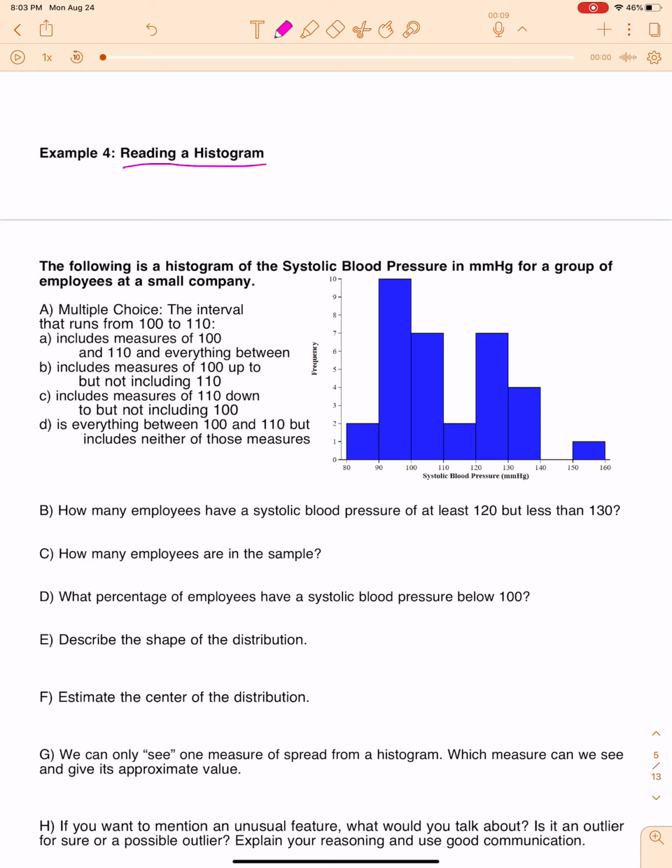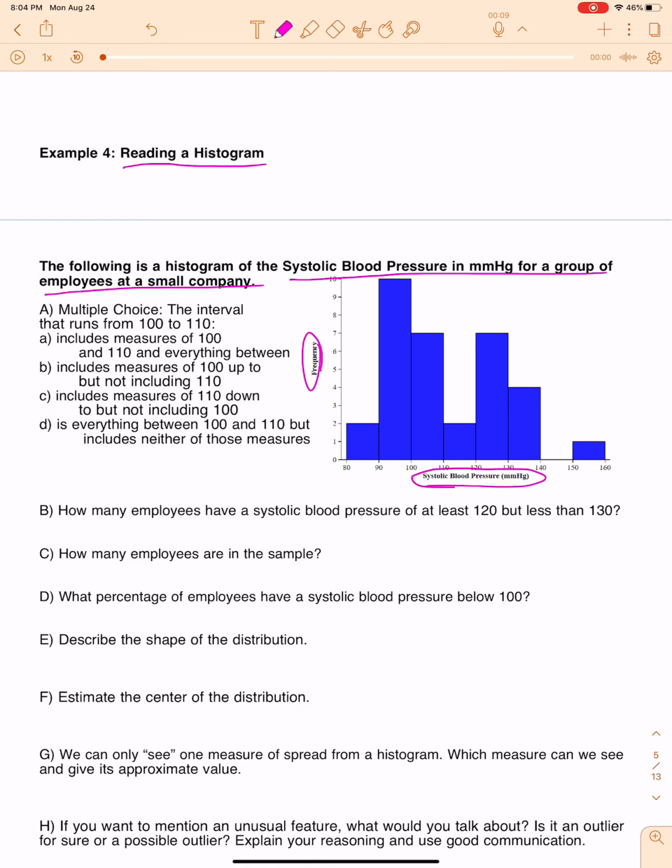Okay, so when we look at this histogram, I want you to notice a few things. Make sure you're always reading everything that's happening with the problem. This is a histogram of systolic blood pressure for a group of employees at a small company. So over to the left here we have frequency, and then along the x-axis we have the systolic blood pressure. So I'm going to teach you how to read this and understand it. It's really easy. Histograms aren't horrible.